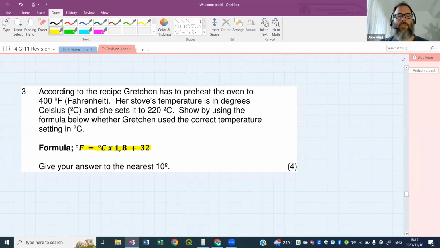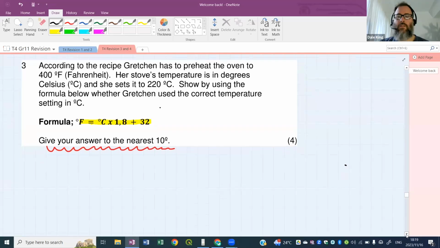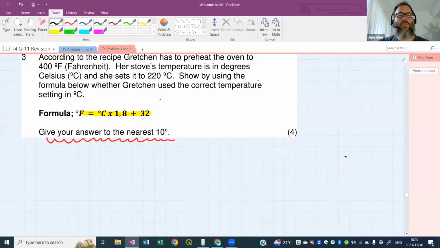Okay, that you need to use. She needs to get her oven to 220 degrees. So show by calculation if she used the correct temperature. Be very careful. You got to give your answer to the nearest 10 degrees. Right, so we're going to do the calculation and check. You guys should be able to do the calculation and then let me know. Did she use the correct temperature by setting it to 220 degrees? Is 220 degrees enough? Too much, too little? Is it good? Is 220 degrees the right temperature?